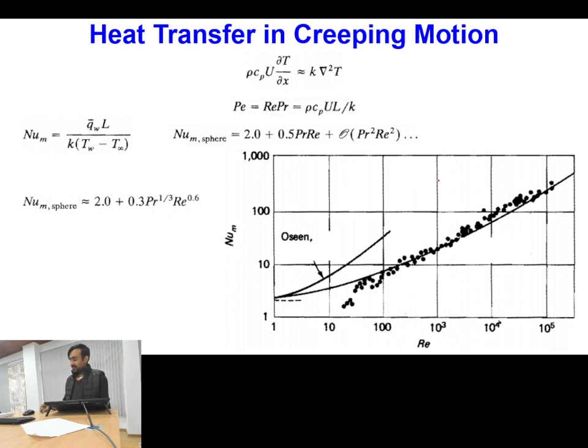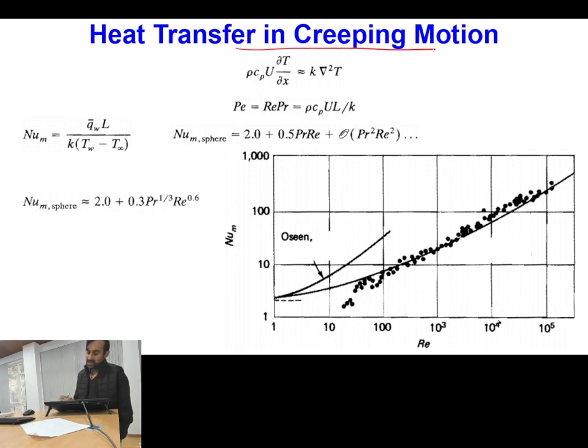Okay, once we consider the flow dynamics, then one parallel thing is nothing but heat transfer also. So if you have a creeping flow situation where your particle is interacting with the surrounding fluid, then there will be heat transfer if there is a difference of temperature between the particle and the surrounding fluid.